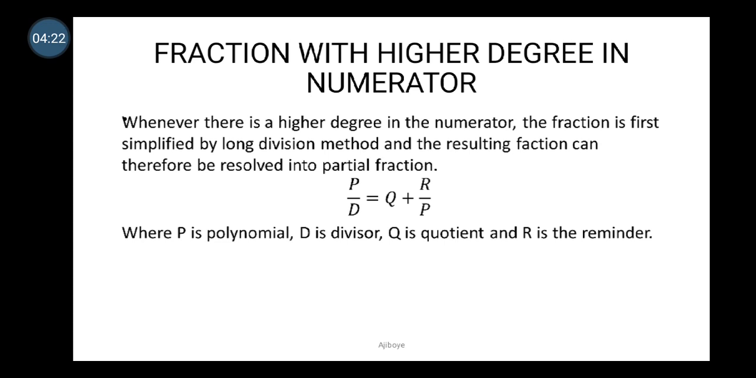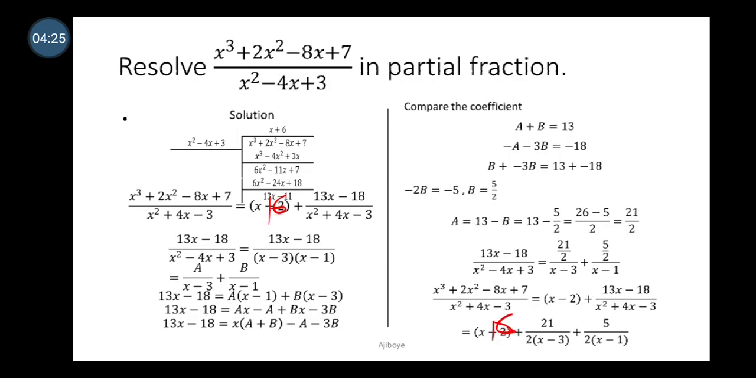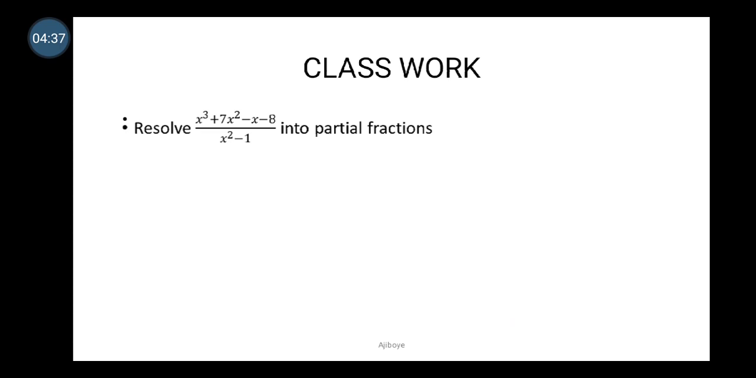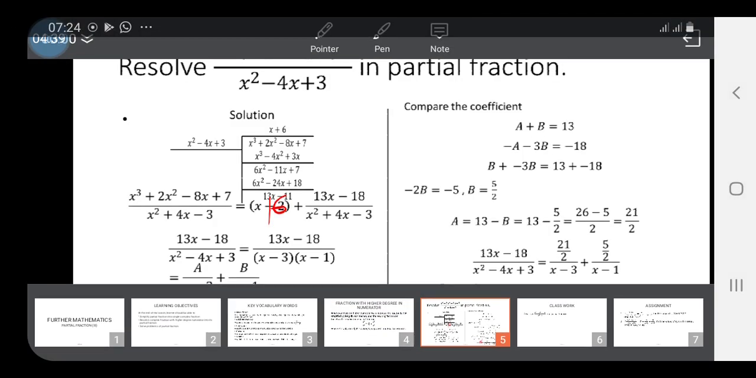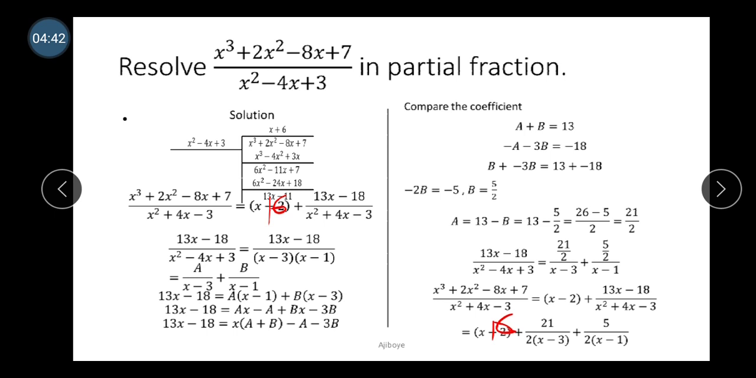An example will help us understand this better. Resolve x cubed plus 2x squared minus 8x plus 7 over x squared minus 4x plus 3. So to resolve this, we'll first of all divide this whole fraction. That's the first thing we'll do. We'll divide the fraction by the long division method, as you have learnt in polynomials, how to conduct a long division of polynomials.